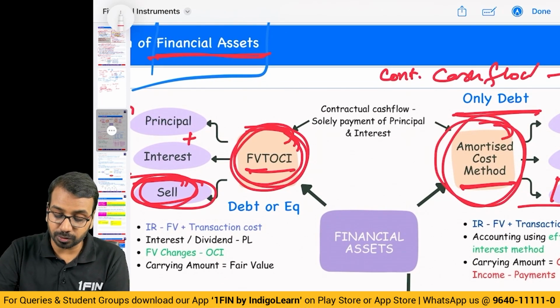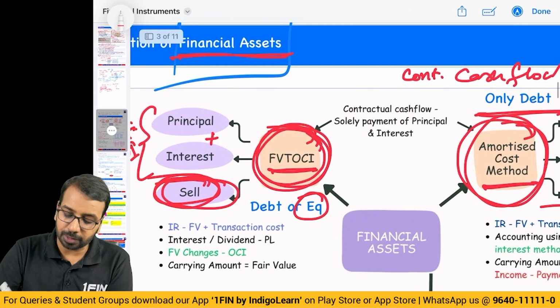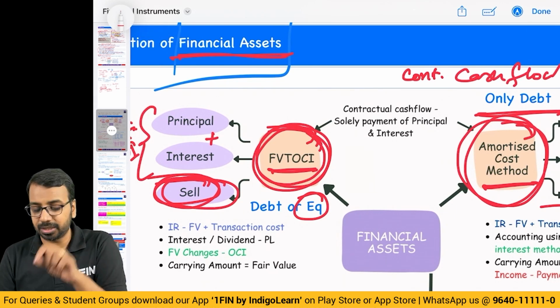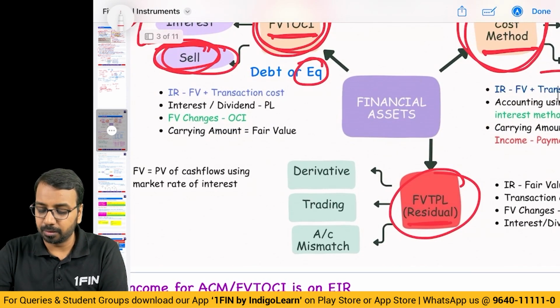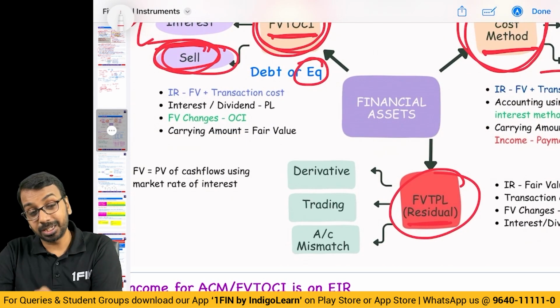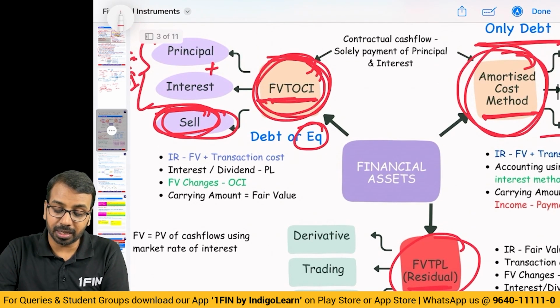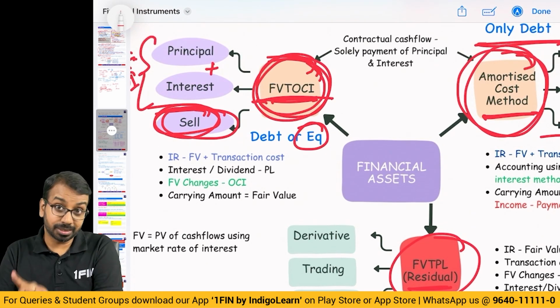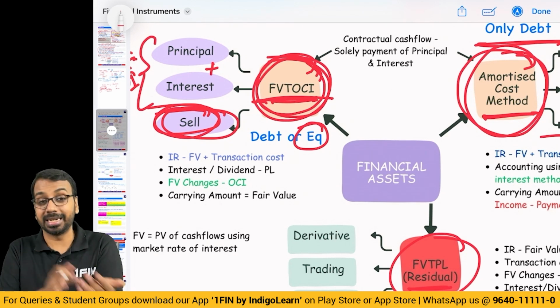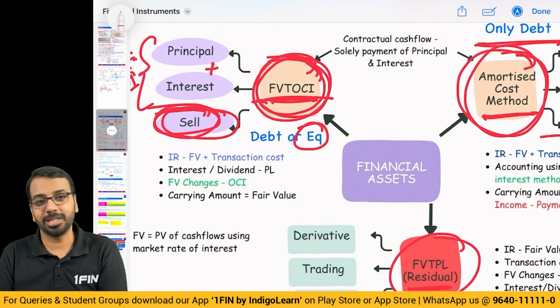Now, under fair value through other comprehensive income, we also have equity classification. Equity is generally carried at FVTPL, but if the entity chooses to do so, they can classify equity under the FVTOCI method, and this is irrevocable. Once you have designated, you cannot get it back to FVTPL. Okay.